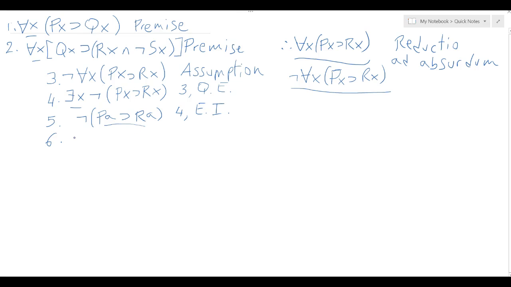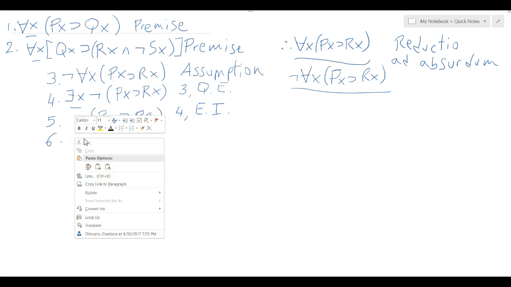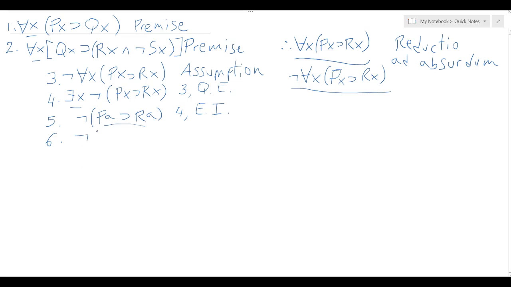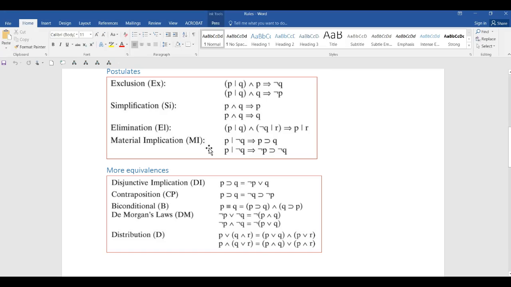So we keep the negation, and then we rewrite what's inside the parentheses as either not PA or RA. And the justification is 5, disjunctive implication. So that rule over there, here under more equivalencies.